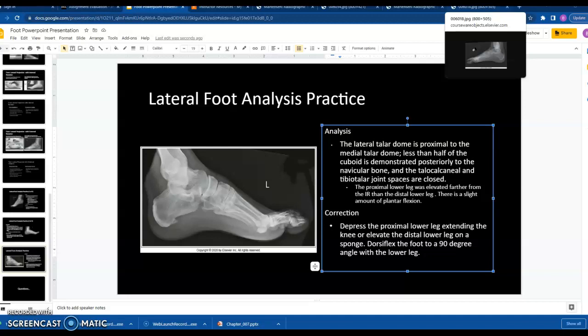Hello, everyone. I wanted to jump on here and talk about the last projection in the foot analysis that you guys took. The last projection was a lateral foot projection, and a majority of you answered it incorrectly or did not know what was actually going on there.